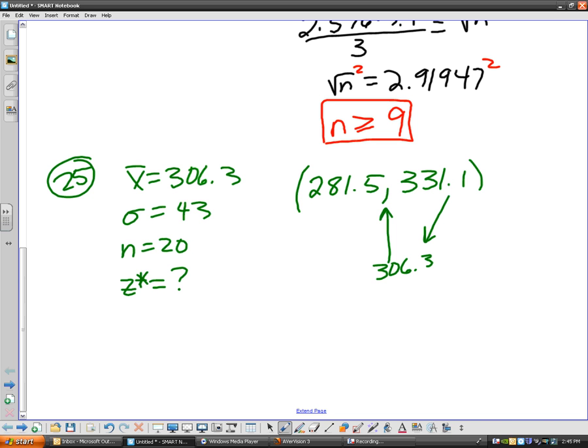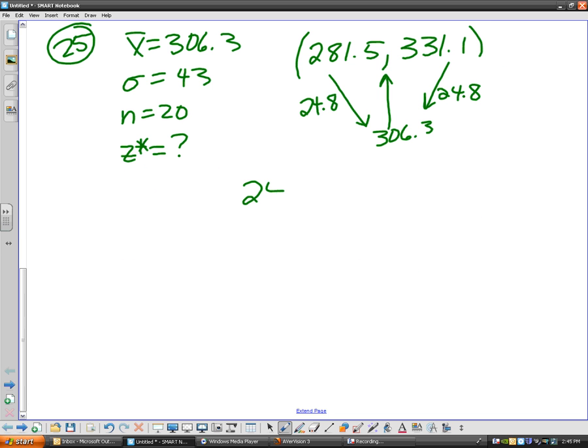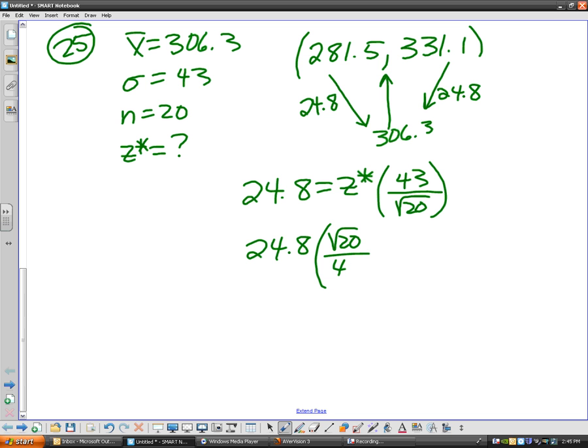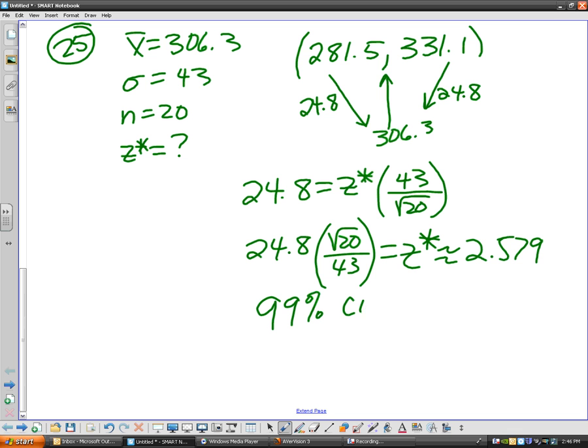So you figure out how far 306.3 is from each endpoint should be the same, and that distance, or the difference, is 24.8. So our margin of error is 24.8. So we set 24.8 equals z-star times the standard deviation divided by the square root of the sample size. So when we cross multiply, 24.8 times square root of 20 divided by 43 to get your z-star, and that's approximately 2.579, which is very close to the 99% confidence interval.